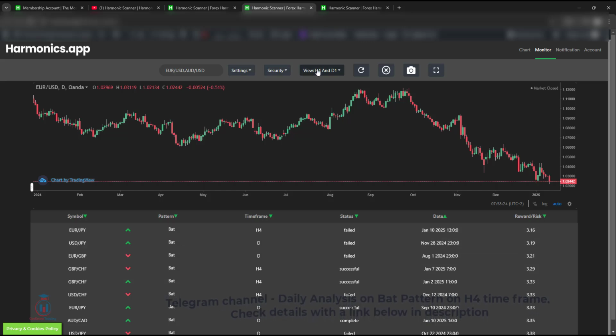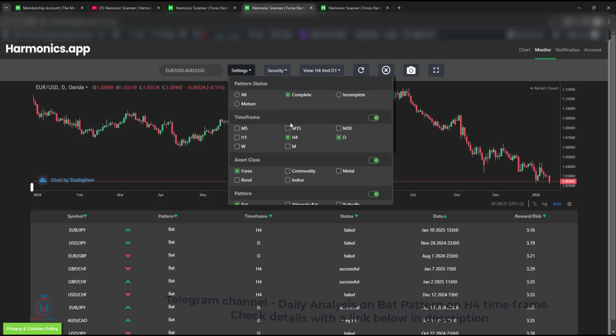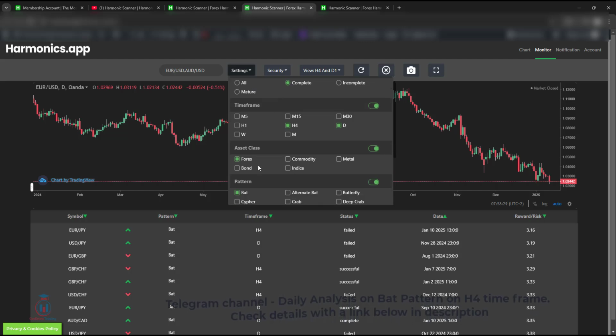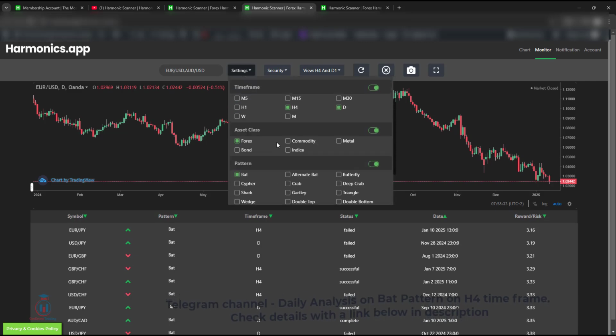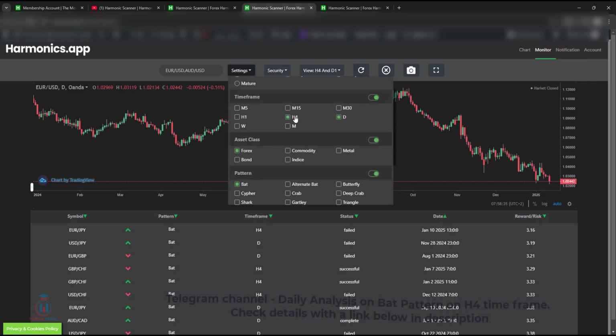Here inside the settings, you can select which patterns you would like to track, which time frame, and also which asset classes. Then you can see that I have put here the bad pattern on the 4-hour time frame and the daily. I'm using the 4-hour and daily time frames, and only the bad pattern, because it is easier to track only one, and also on the higher time frame because it is more reliable.